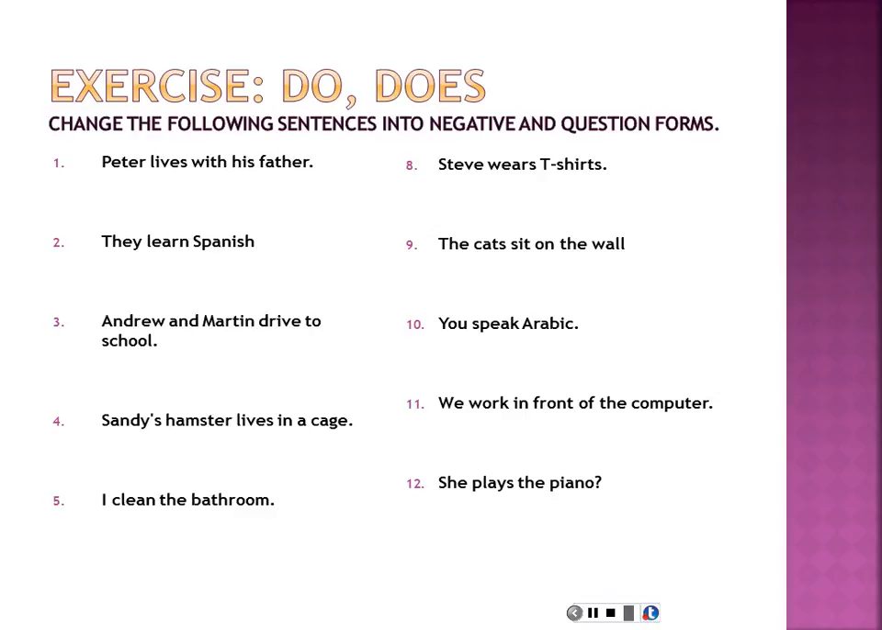You can start making a question first or negative first. So let me show you an example before you start, an example of how to change the first one. Peter lives with his father. So we add does because we have a singular third person, which is Peter. So we use does because we deal with Peter as he. So does Peter live with his father? This is the first question.